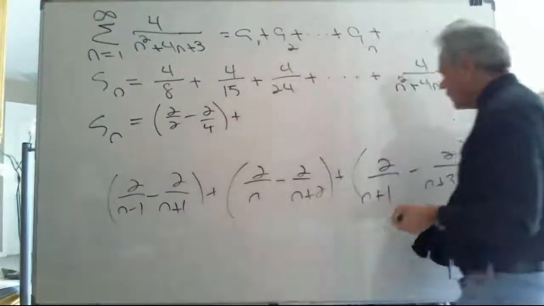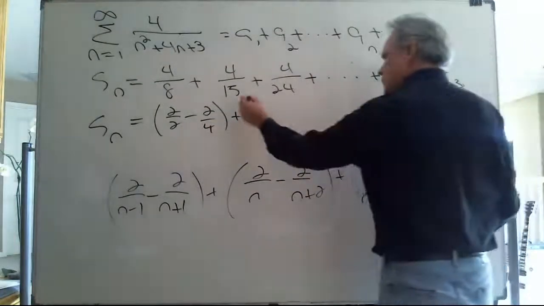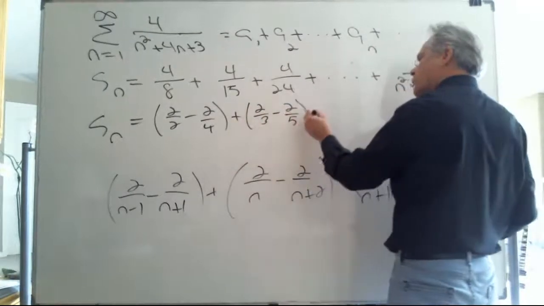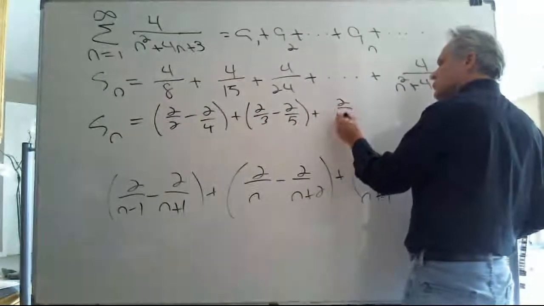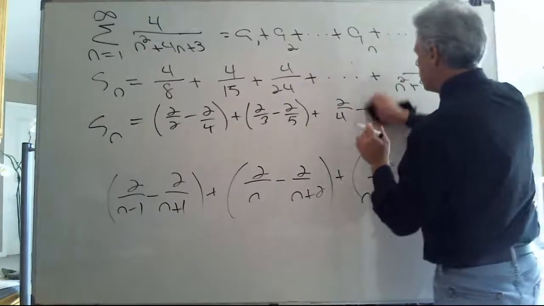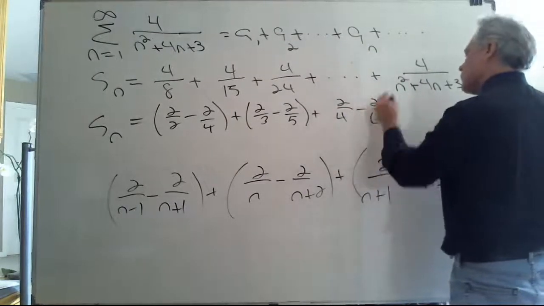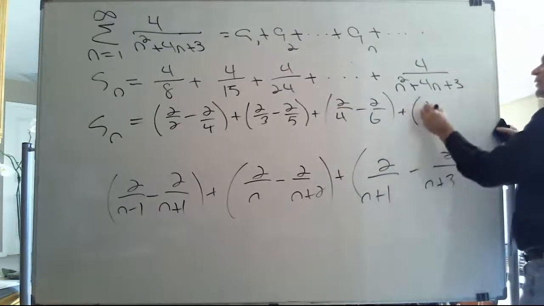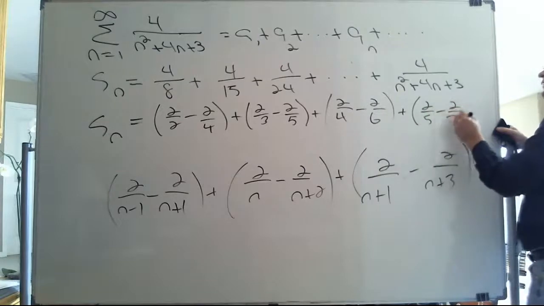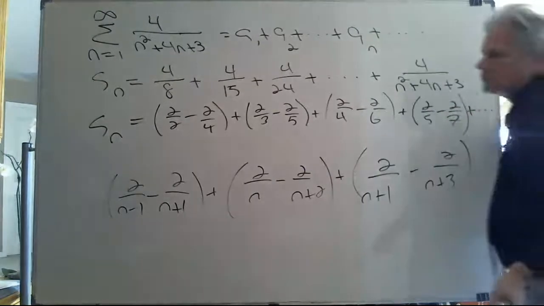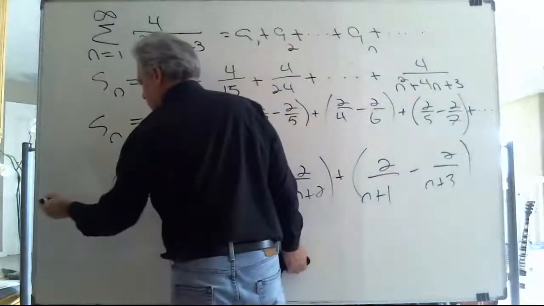The term I generate when I plug 2 in for n is going to be this. When I plug 3 in for n, I get this. How about if I throw in just one more because I have the room? How about the next be 2/5 minus 2/7? And then I have my dot, dot, dot business. All the way down to the last 3 groupings.